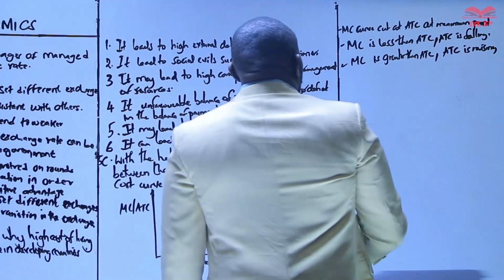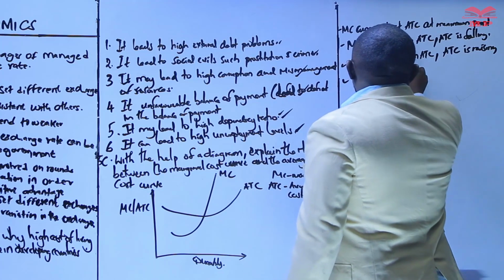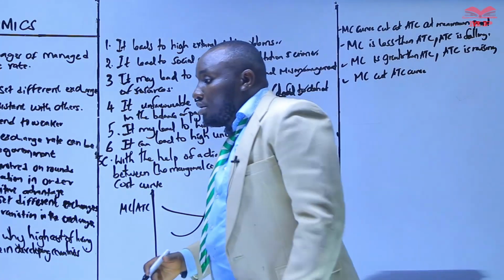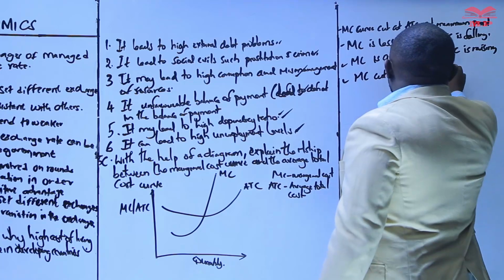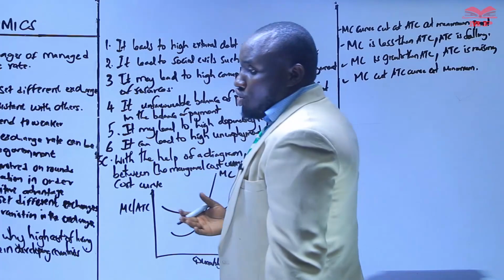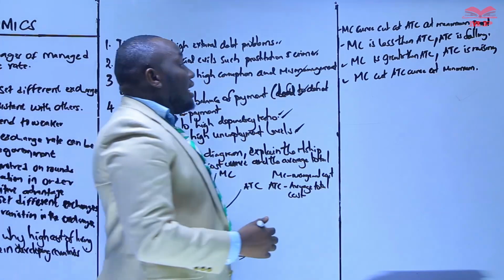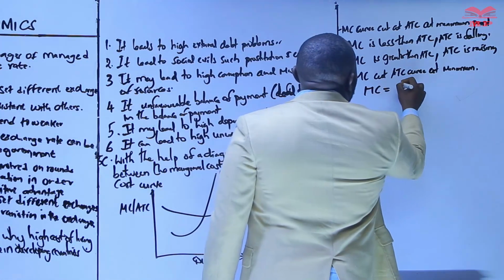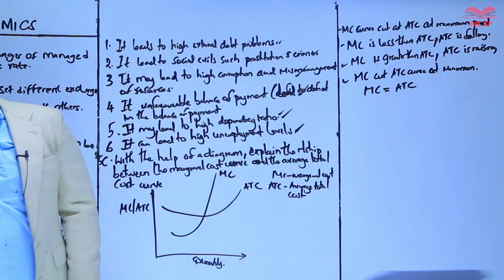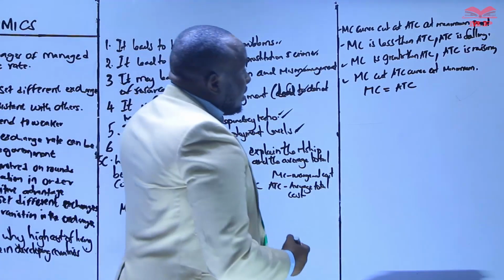Then you say MC cuts the ATC curve at minimum. And what do we imply when we talk about at minimum? At minimum, that means at that point where MC cuts, MC is equal to ATC. The marginal cost curve is equal to ATC.